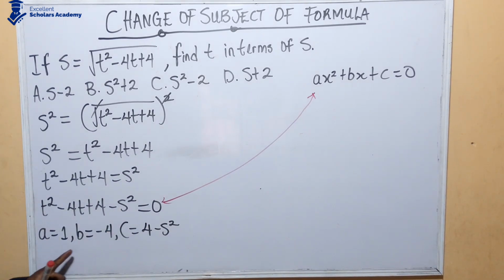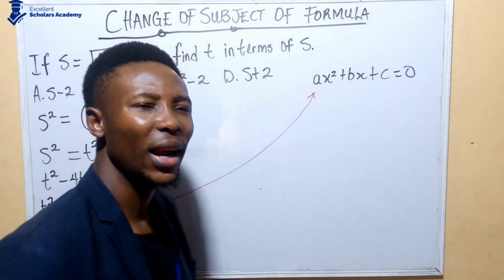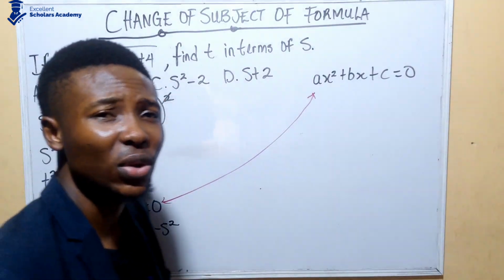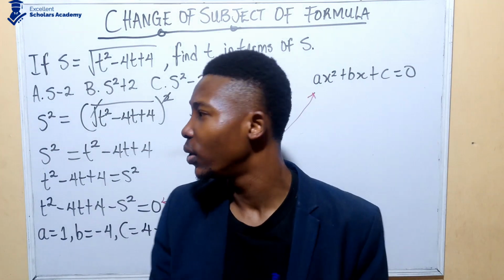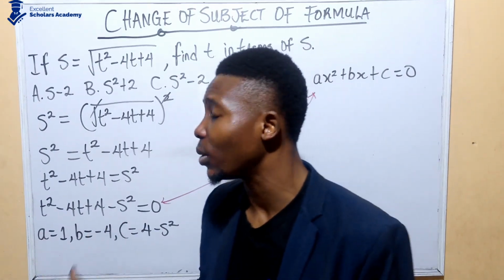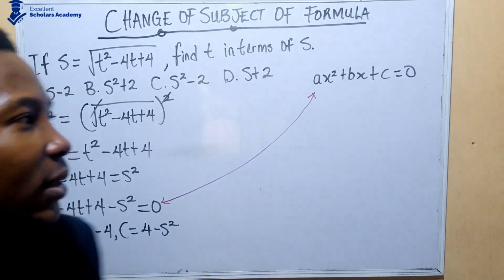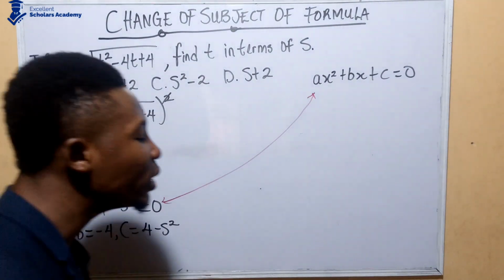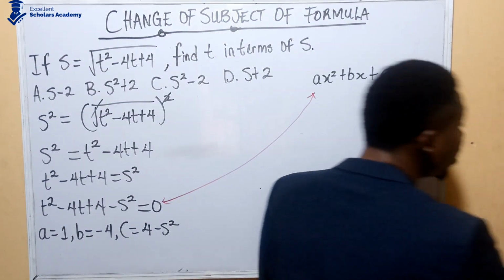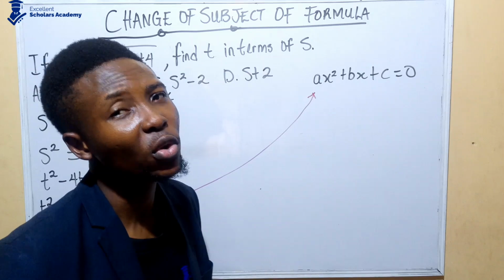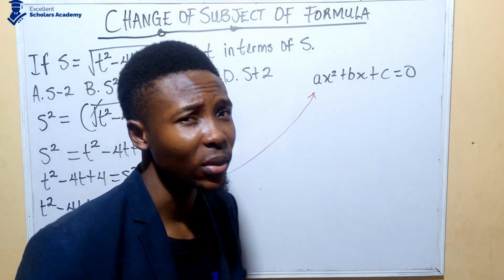So we have our a, b, and c. Why are we writing our a, b, and c? Because we're going to use the formula method to make t the subject of the formula. All right. That's what we're going to do. Now, what is the formula method? Some people usually call this the almighty formula. Please, no formula is almighty. Only God is almighty. All right.